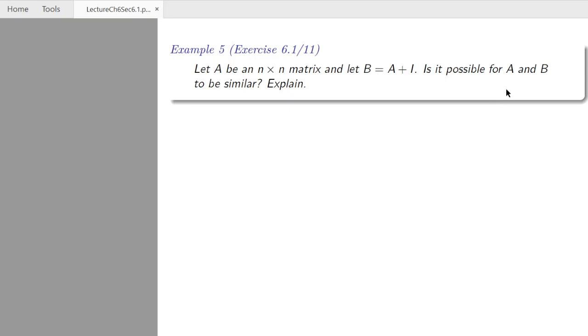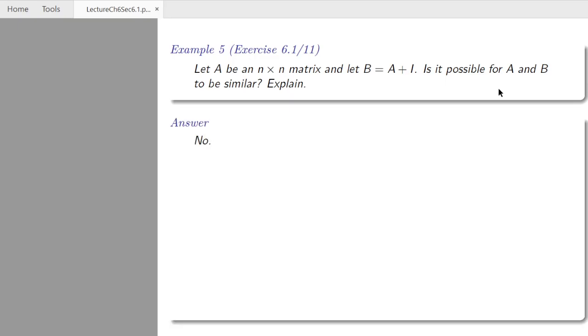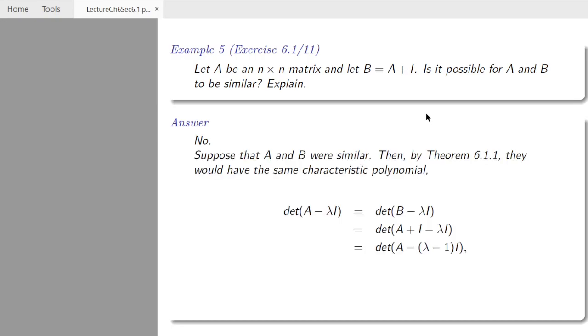Example 5. We assume A is an n by n matrix, and the matrix B equals A plus I. I here is the n by n identity matrix. The question is this: in this case, is it possible for A and B to be similar? The answer for this is no. To explain the reason, we consider it in a positive way.